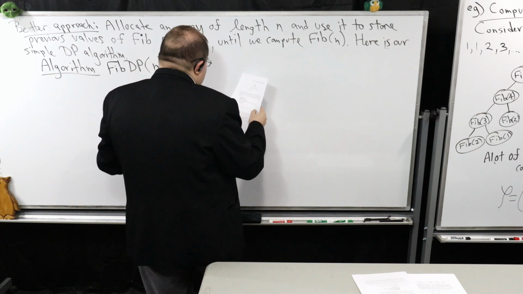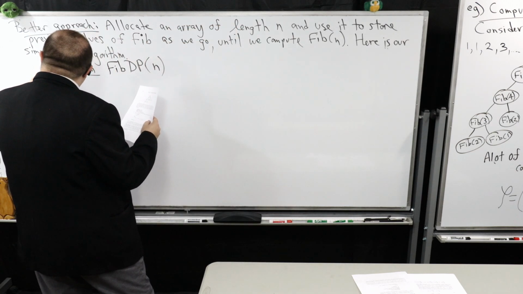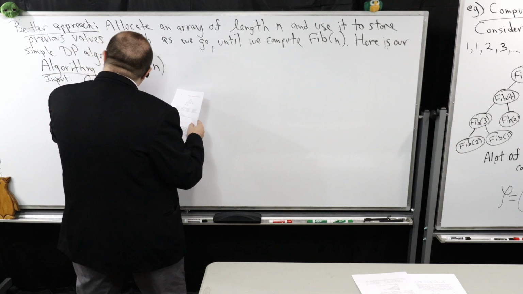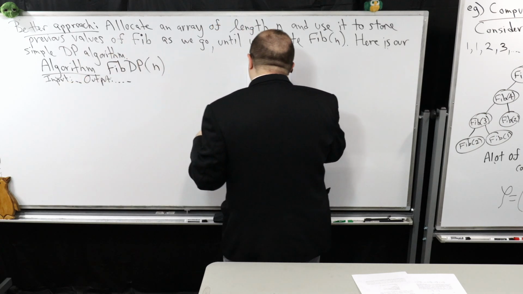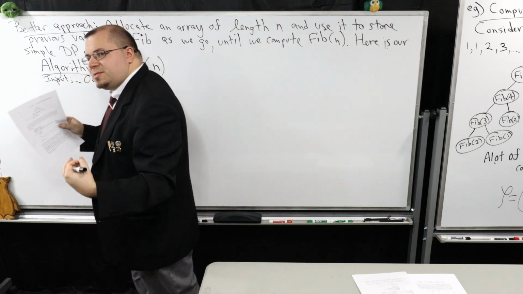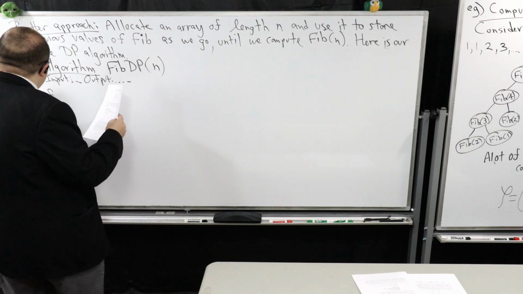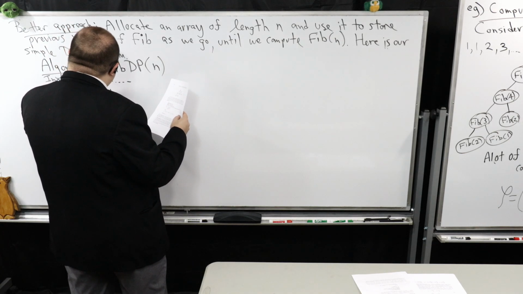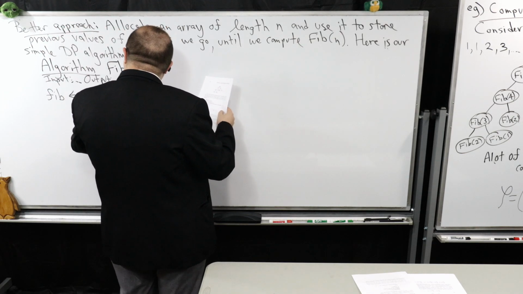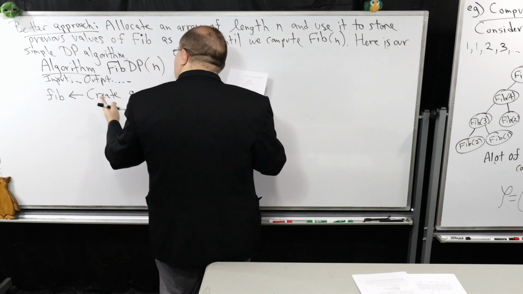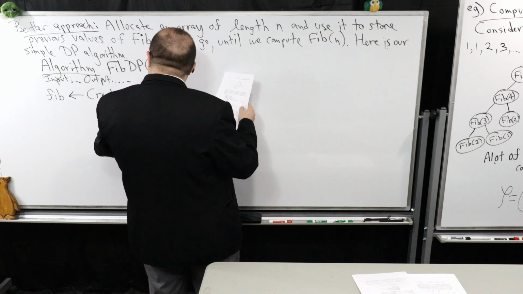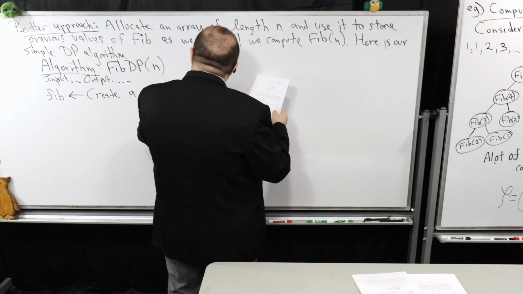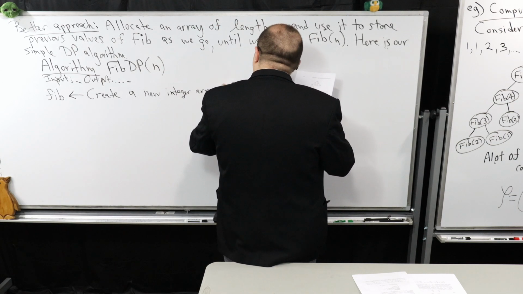So I'm going to call it fib dp of n. And the input and output are going to be the exact same as I had over there on the first example. I'm going to start off this process by creating an array of length n. I'm going to show you a couple of different ways of declaring arrays, just for the sake of seeing different ways of writing it out. So fib is going to be a new integer array of length n.